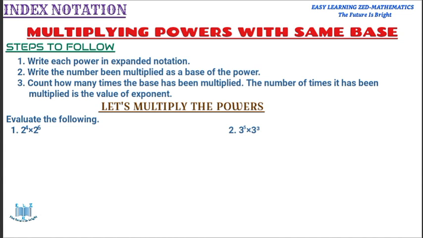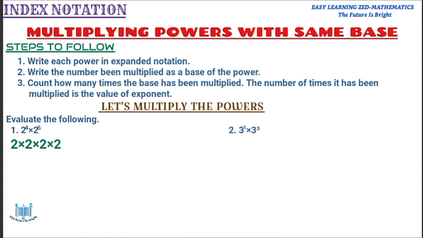So now let's start with question 1. We have 2 to the power of 4 multiplied by 2 to the power of 6. What we need to do is follow the first step, which is write each power in expanded notation. So we're going to expand these two powers first. The first one is 2 to the power of 4, so we're going to multiply 2 four times.